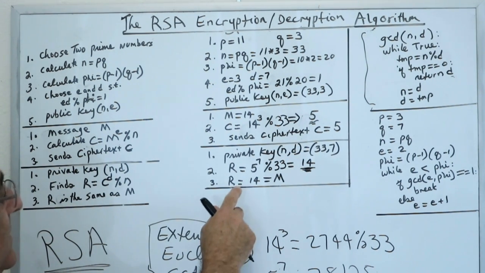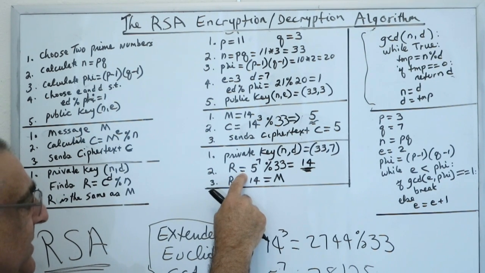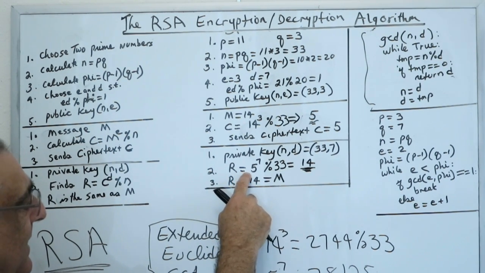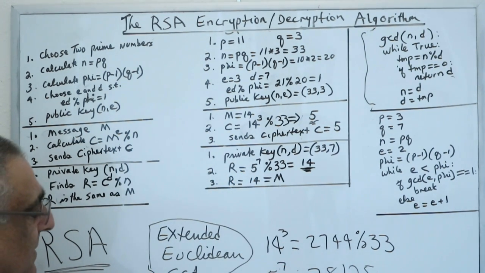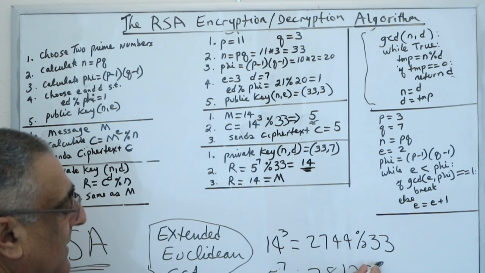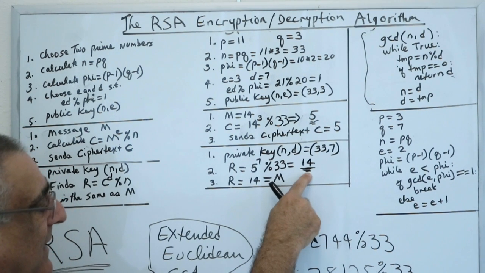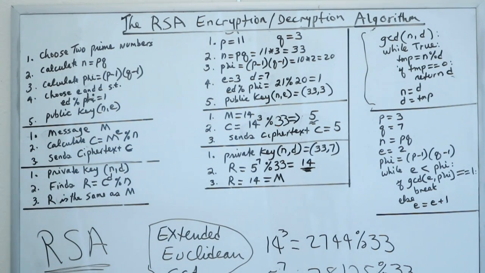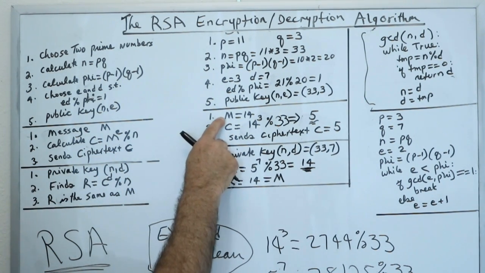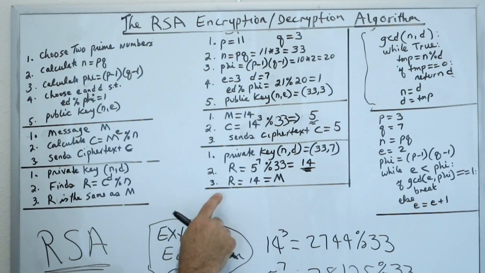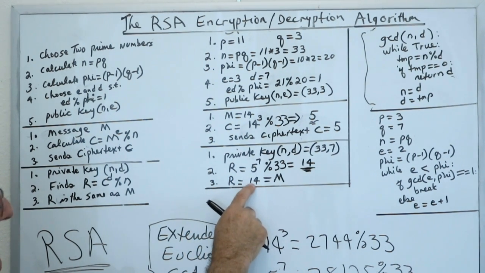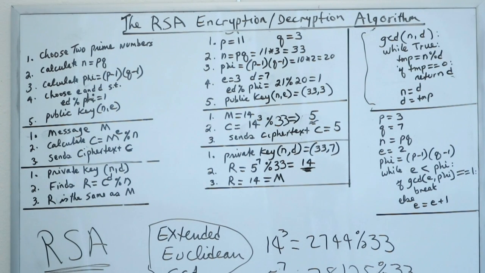I would have to do a decryption. So to decrypt it, I take 5 to the 7, 78125. I mod it by 33, which is n, and that should give me 14. As you can see, 14 is the message that was originally sent. So the remainder here, r, is equal to 14, which is exactly the message that was transmitted.